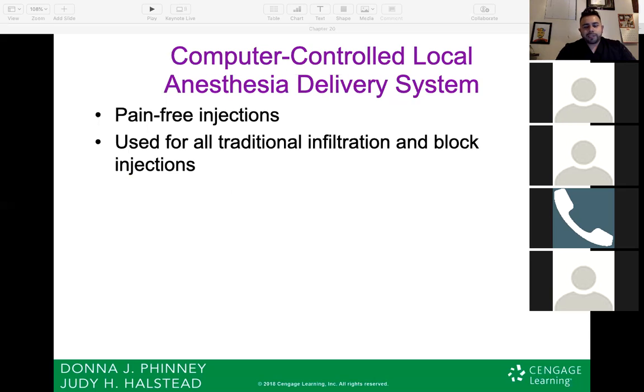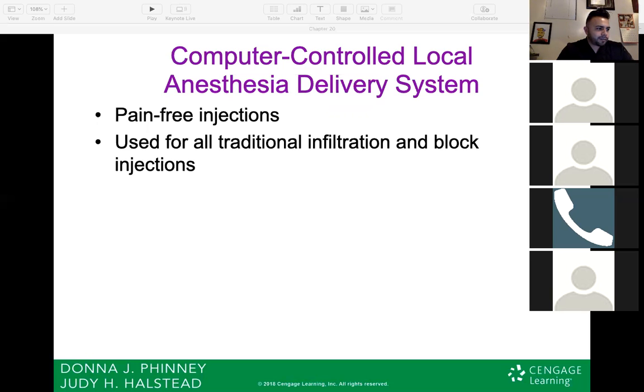Computer-controlled local anesthesia is something very similar. There's actually a picture of the machine that's used for that in your book. I just want to see what page it's on really quick. Here it is. On page 462 at the bottom of the book, it almost looks like a Cavitron unit.